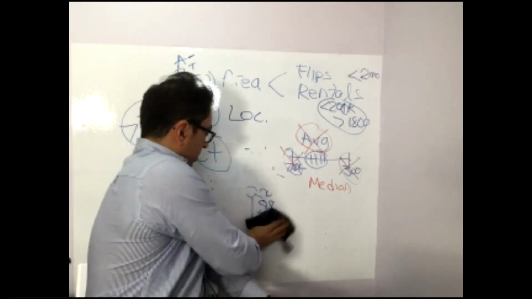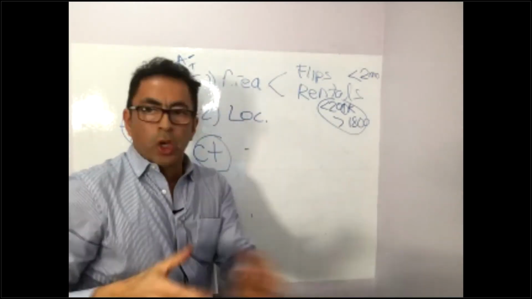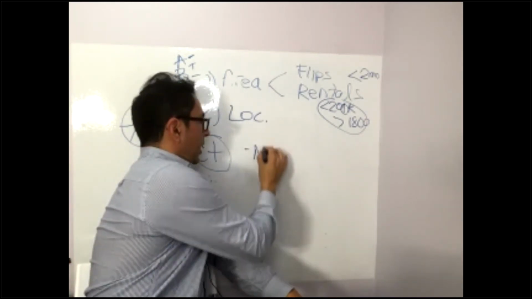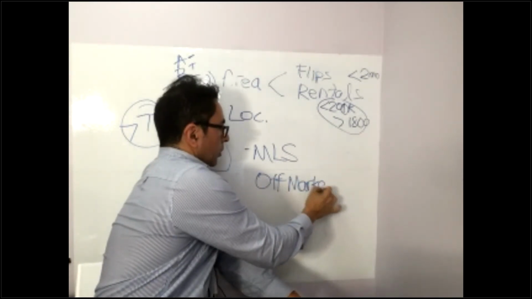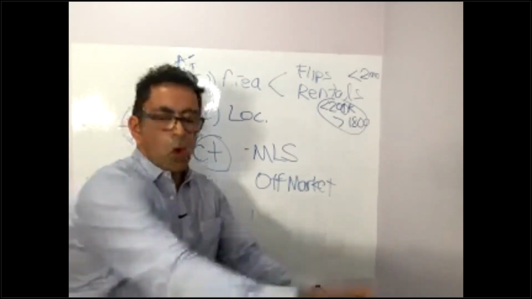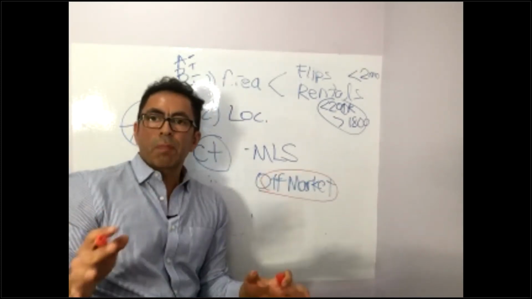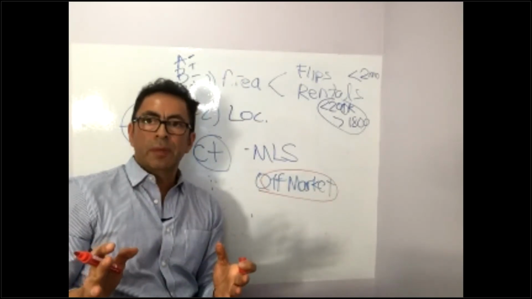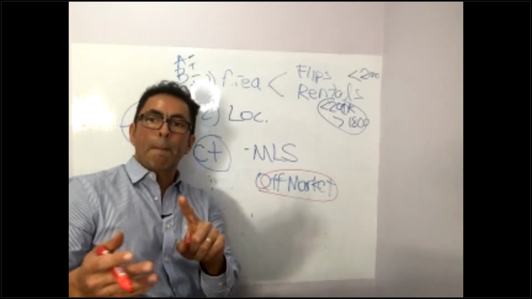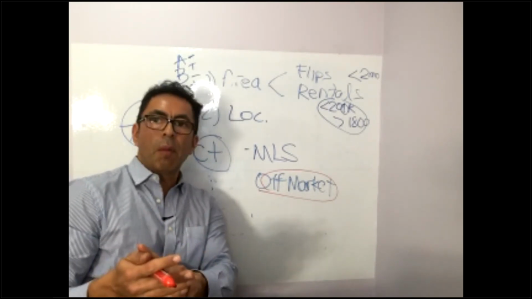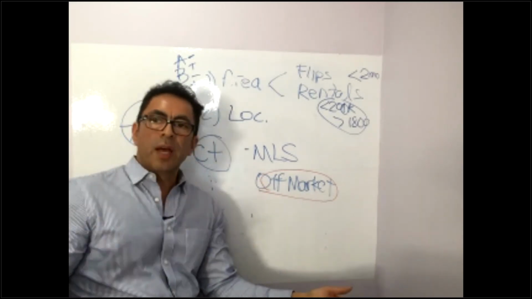Let me remove these. You have two kinds of properties. You have MLS, and then you have off-market. Most of the great deals are going to be off-market. These properties are technically not for sale. Examples: probates, pre-foreclosures, upcoming auctions, bank-owned properties or REO, vacant properties, wholesale deals. This is where you're going to find the $80,000 to $100,000 spread.